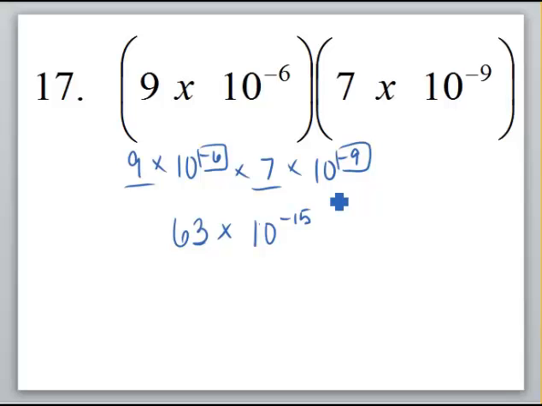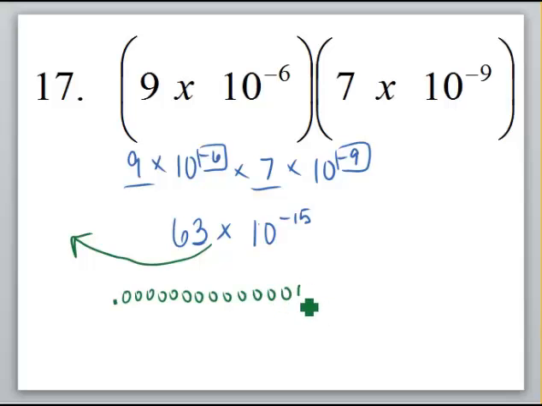Now, most of us find it easier to change this into standard form first, rather than trying to put it strictly into scientific notation. Now, if you're able to do that, then that's fine. I'm going to change this into standard form first, which means I move my decimal over 15 spots. So that would actually create 13 zeros. 1, 2, 3, 4, 5, 6, 7, 8, 9, 10, 11, 12, 13 zeros. So this 63 times 10 to the negative 15 is this really, really small number.